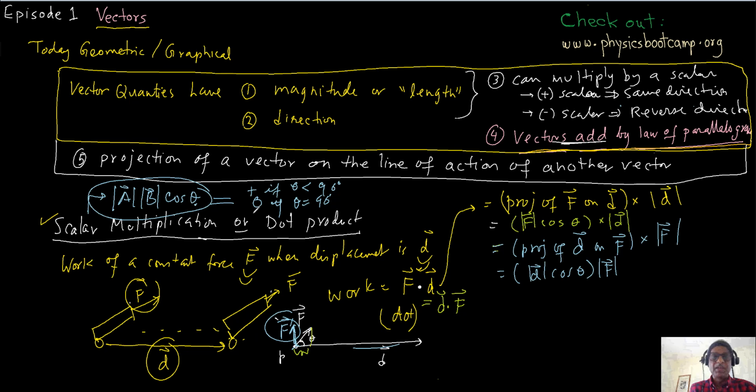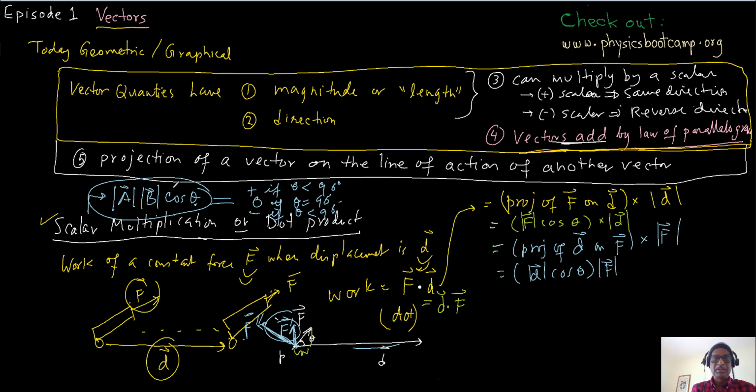That's what the 0 is. And it's going to be negative if theta is greater than 90 degrees. So like if there was a force which was opposite to the direction of its displacement, it's going to do negative work. It's not going to do positive work. It's going to do negative work.